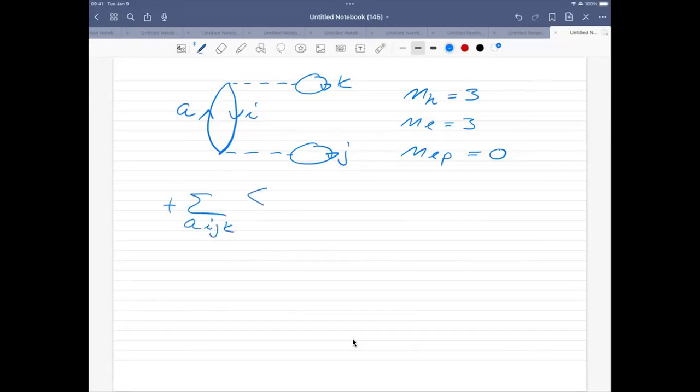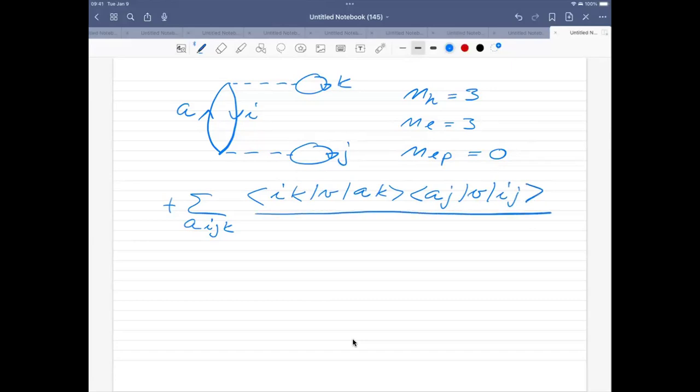And then again, if we start with the top vertex, we have an outgoing hole state I to the left and an outgoing hole state K to the right. And then we have V, and then we have A and the incoming hole state K. And then finally, we have the lower interaction where we have an outgoing particle line A, an outgoing hole line J, and then we have an incoming hole state I and an incoming hole state J. And then we have the energy denominator now, which is simply the difference in energies between the number of hole states and the number of particle states.